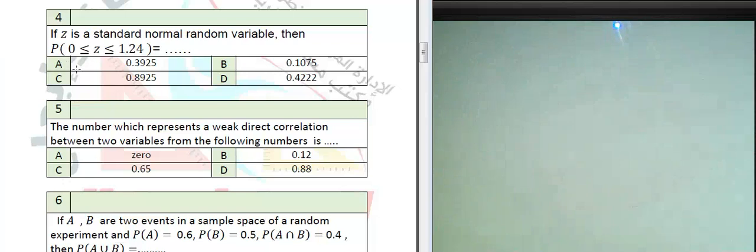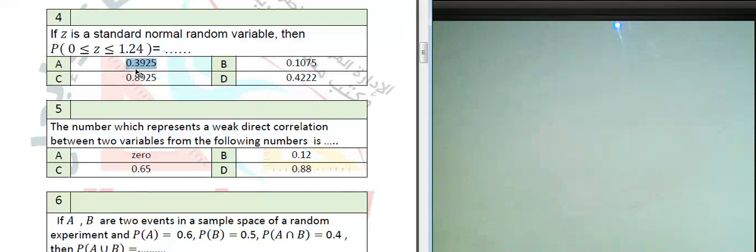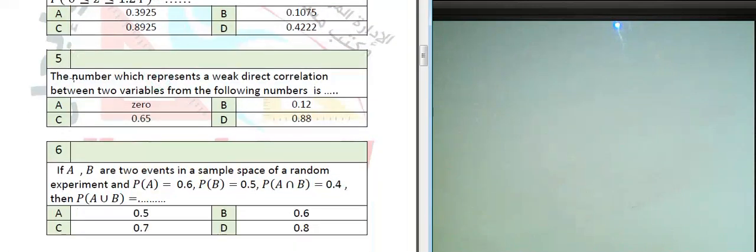Choose letter A. The result will be 0.3925. Okay. Question number 5.